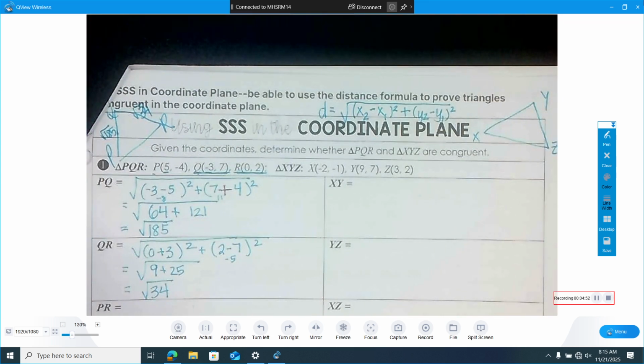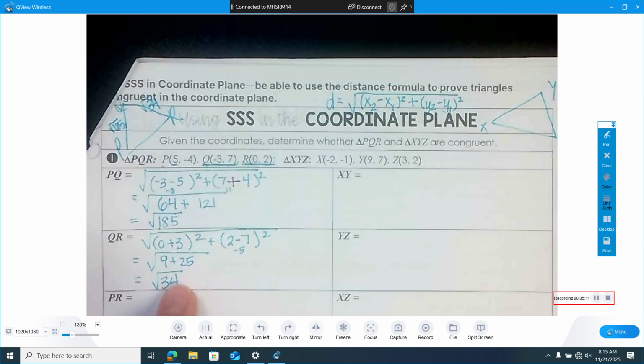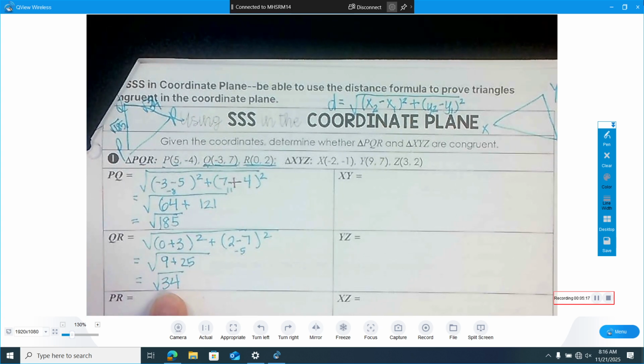Estimate that for me. About how long is radical 34? A little shorter than 6. Very good. How do you know that? Yeah, the square root of 36 is 6. This is a little less than that, because 34 is a little less than 36.